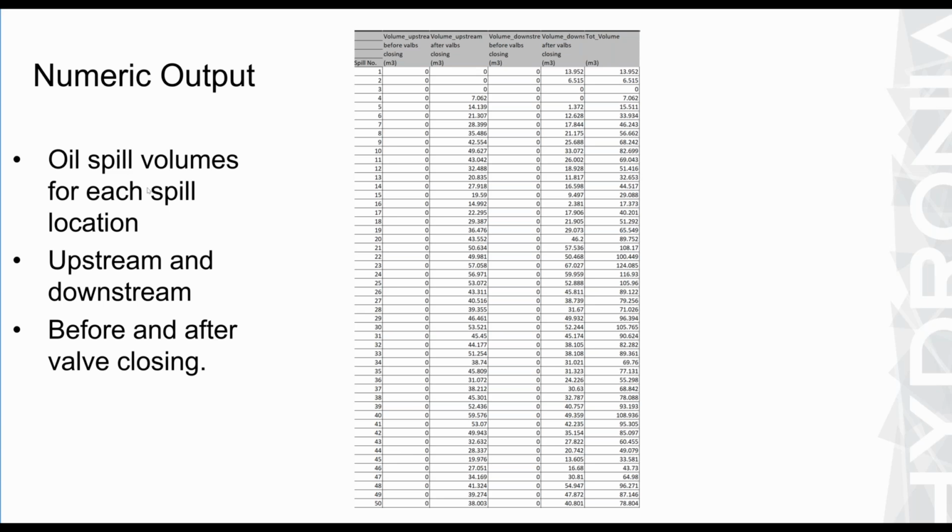So you have other numeric outputs like oil spill volumes per each spill location, upstream and downstream, before and after closing. So you have here this table, the spill point, how much volume was spilled in total from that spill point upstream before the valves were closed, and after the valves close. In this case, we have a 0 time, so that's why we have 0 volume before the valves close. So everything is after the valves close.